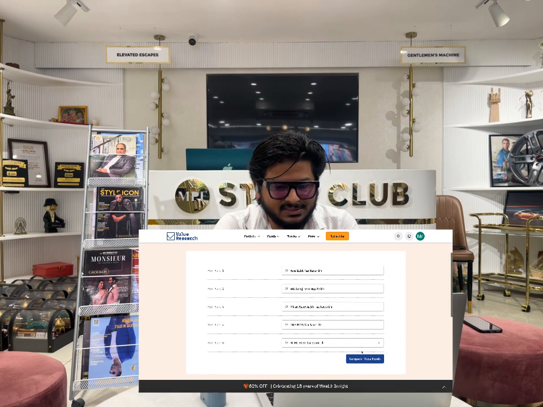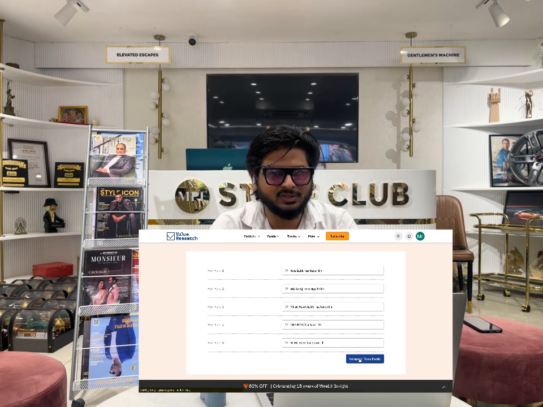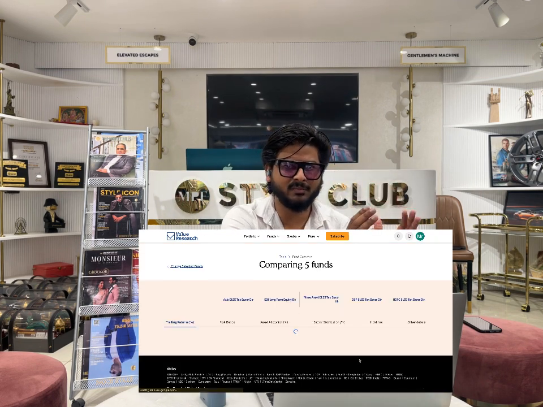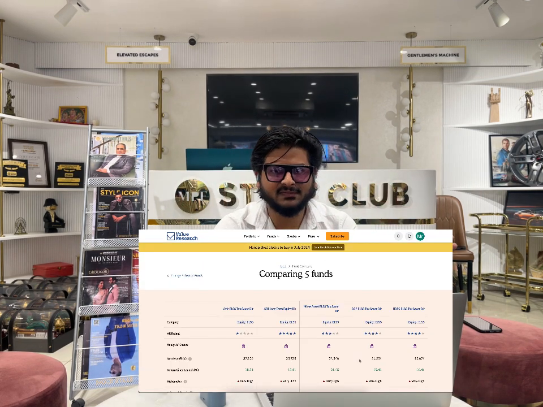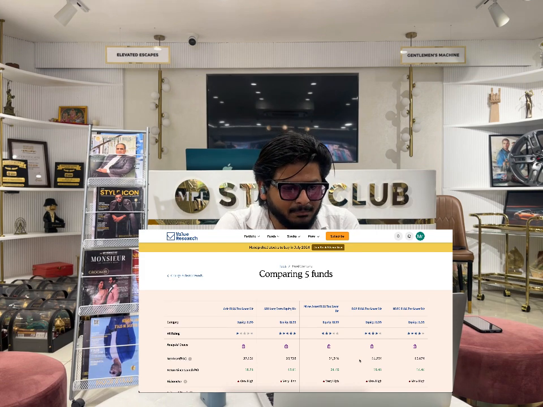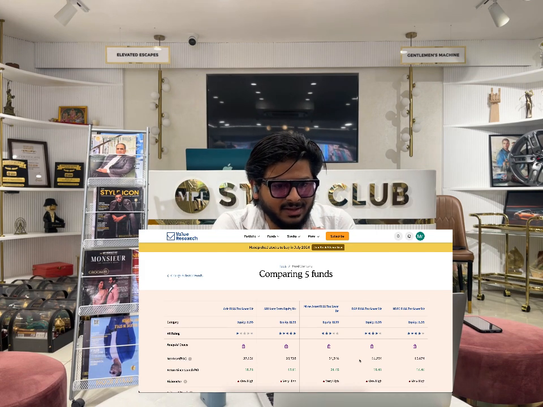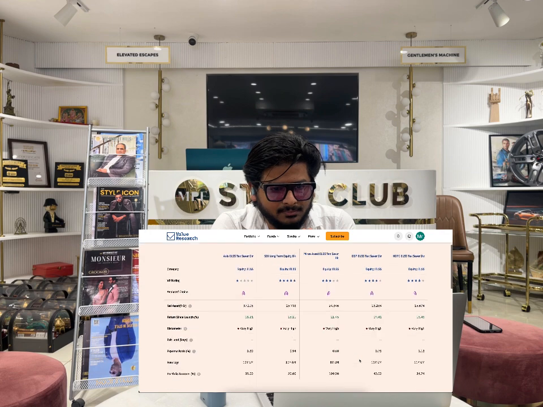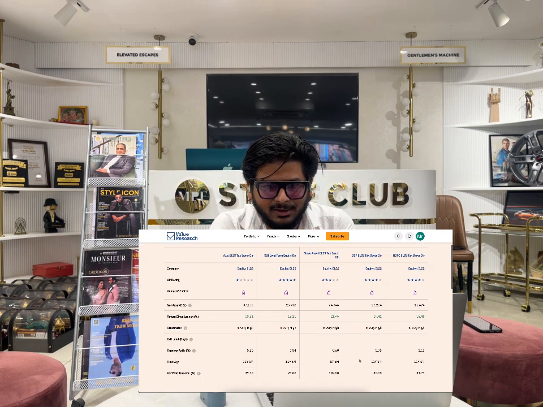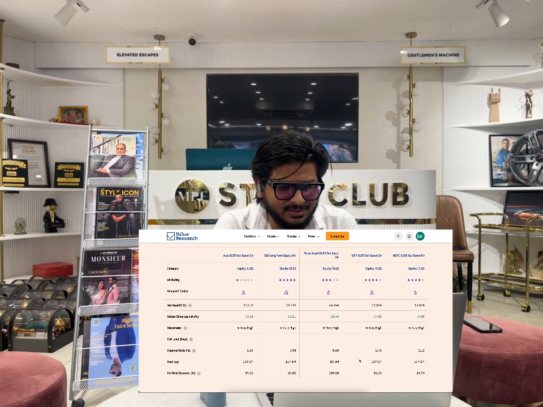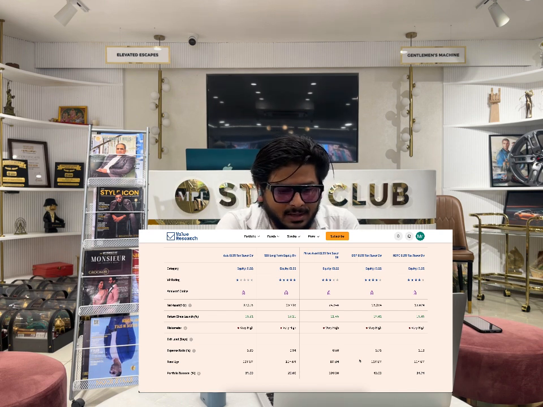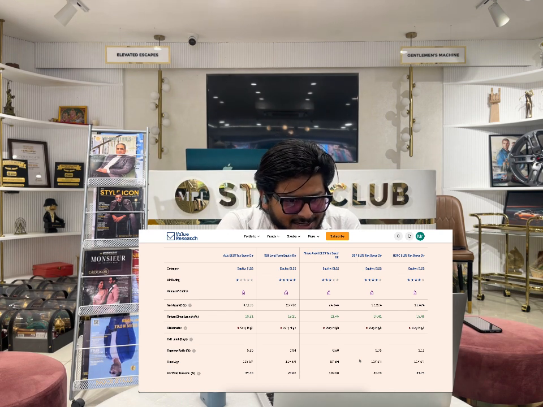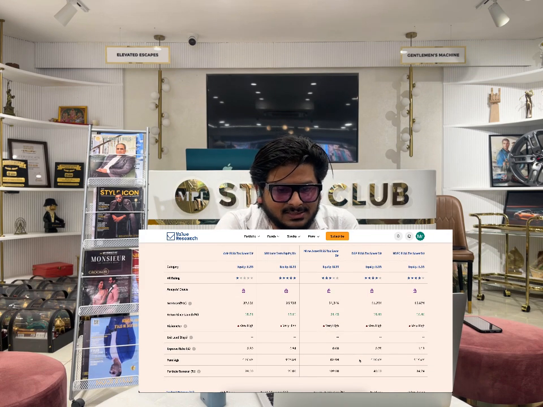Let's compare these funds. Once you have shortlisted your funds based upon the performance and the expense ratio, we will compare these funds over here. So as you compare, I've got Axis, SBI, Mirae, DSP, HDFC. In this case, you understand the last but not the least, fund age. Axis is 11 years, 6 months, SBI is 11 years, 6 months.